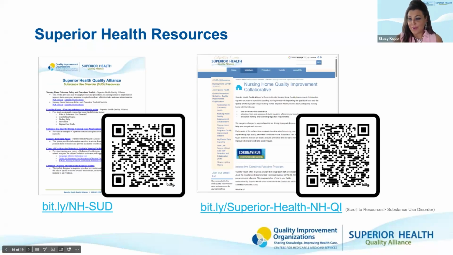Superior Health also has some amazing resources out there, and on your screen you'll see the QR codes. There's a resource page, a one-pager, that has resources you can go to, like where you can find naloxone in your state, and common references about opioid usage. So be sure to head out to the Superior Health Quality Alliance website, where there are some very valuable resources.